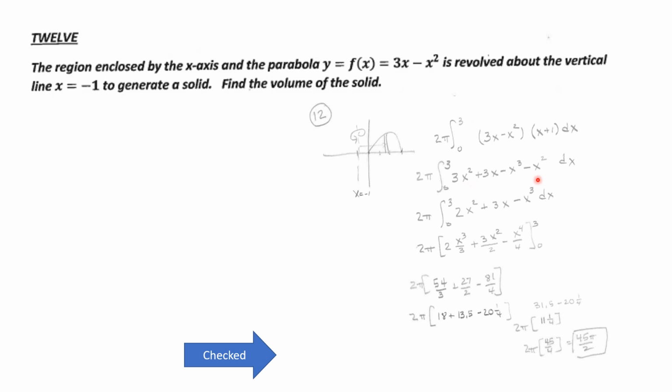You multiply all this stuff out and make a substitution here. So you have a minus x squared, so you get 2x squared plus 3x, minus x cubed dx. You do the integral and multiply by 2 pi, substitute the numbers in, and you get 45 pi over 2 as your final answer. That's what you needed to do to earn full credit on this problem.